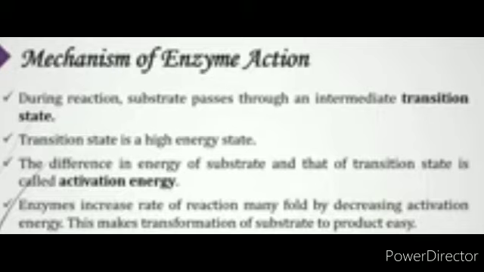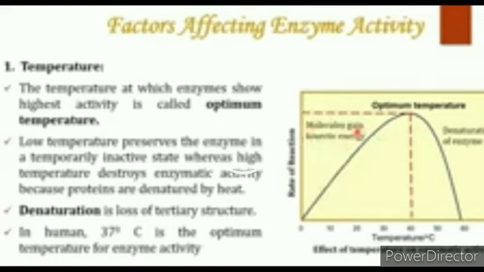Transition state is a high energy state. The difference in energy of the substrate and that of the transition state is called activation energy. Enzymes increase the rate of reaction by decreasing the activation energy. This makes the transformation of substrates to products easier. Now, what are the factors affecting enzyme activity?